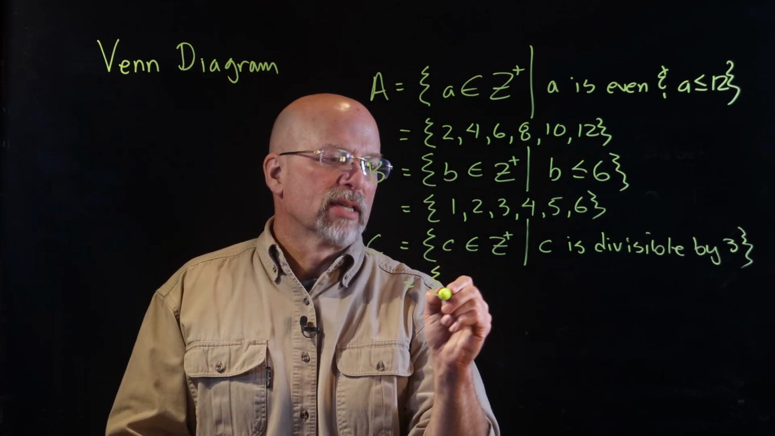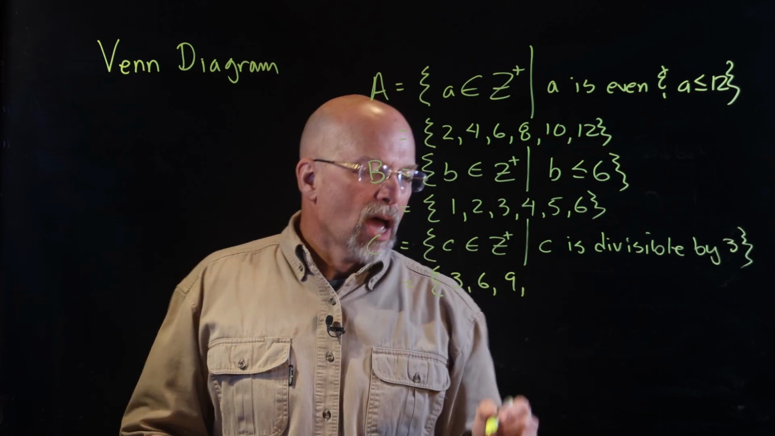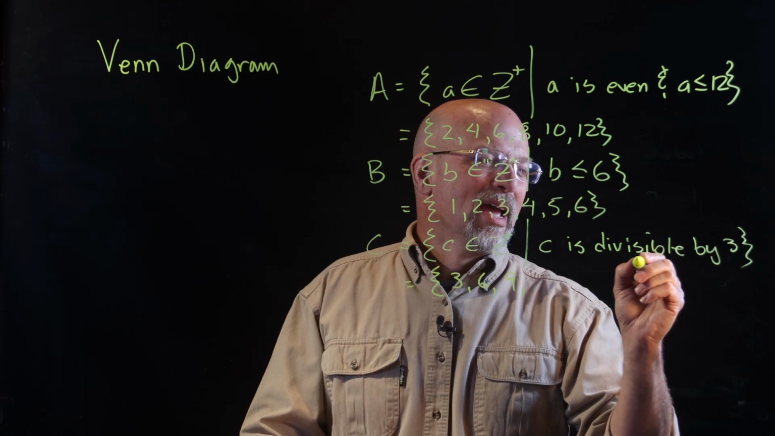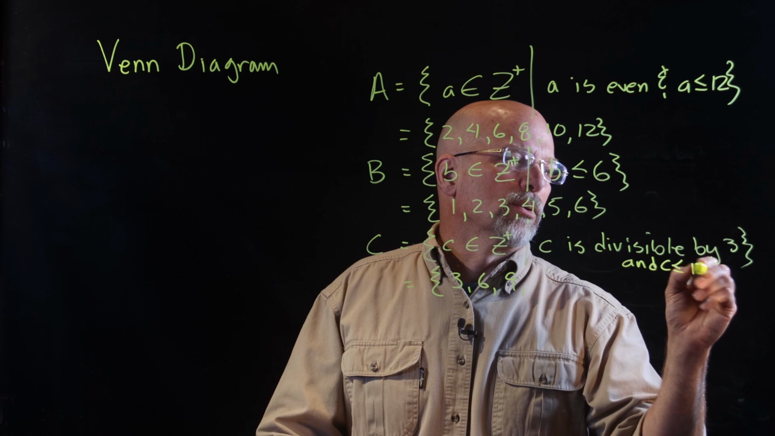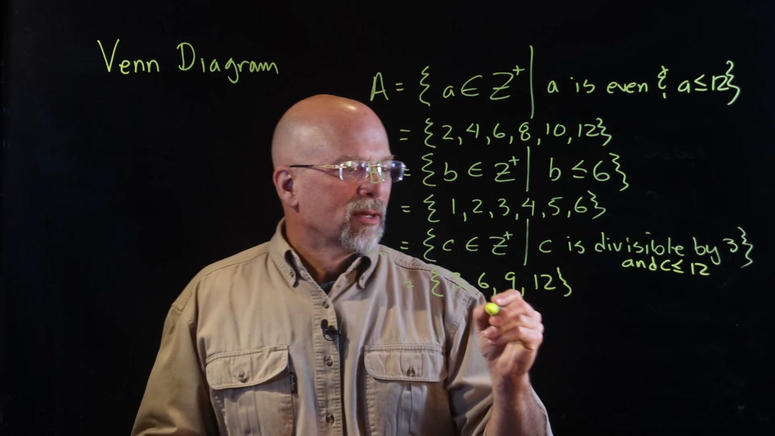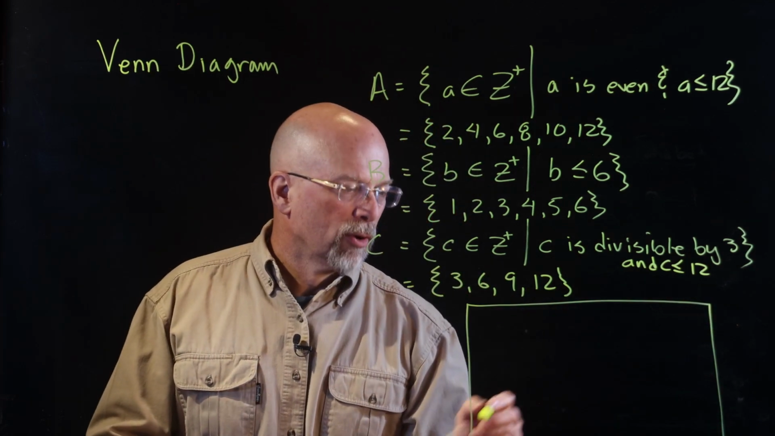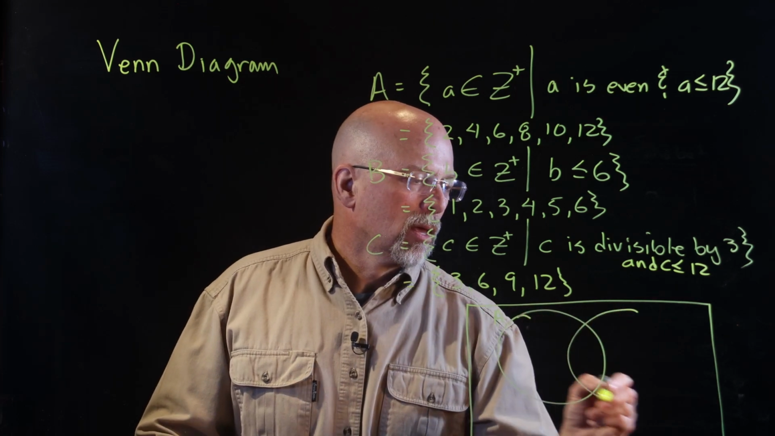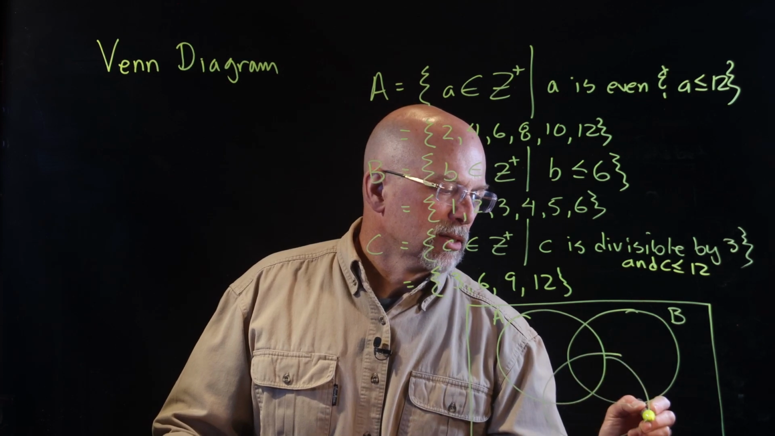And let's go ahead and list these out. So we have 3, 6, 9. This would go on for a little while, wouldn't it? And c is less than or equal to 12, so 3, 6, 9, and 12. So our universal set, should have left myself more room, and we have the set A, we have the set B, and we have the set C.